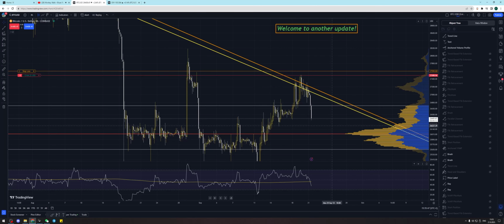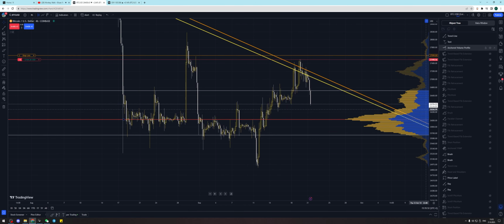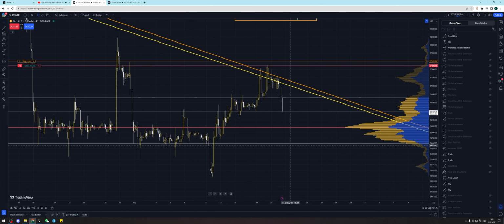There we go. So if you have used this tool, you probably know that every volume profile has a value area low. You can see this faded profile here. It has a point of control, this red line, the place in the chart with the biggest volume, and it has the value area high.